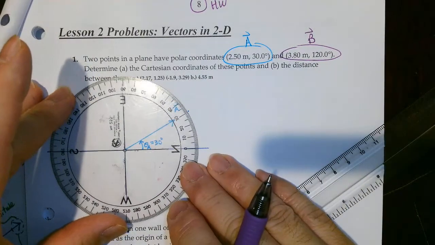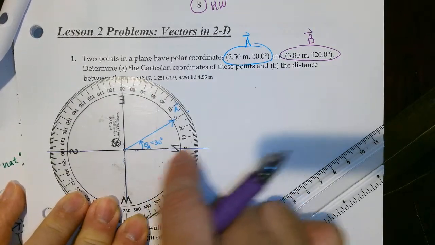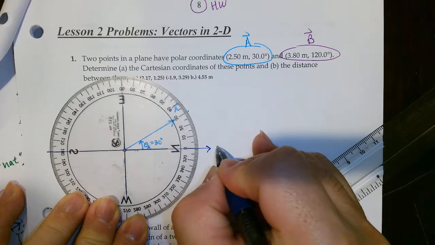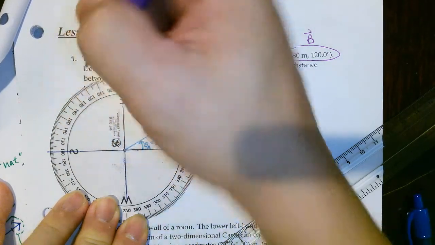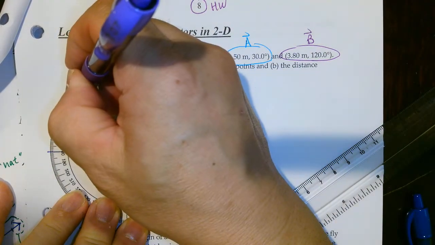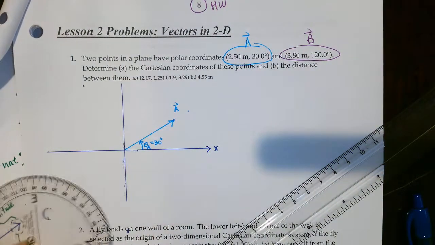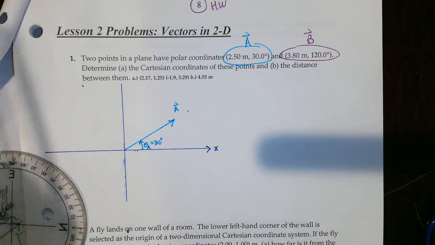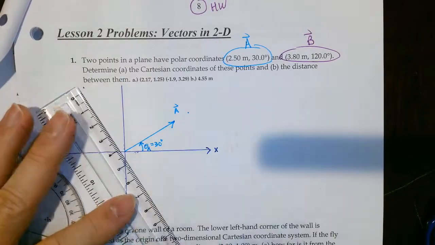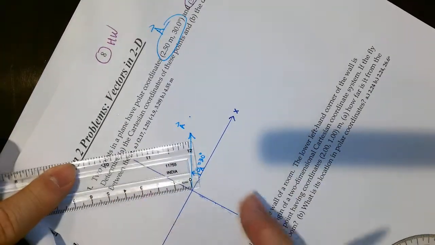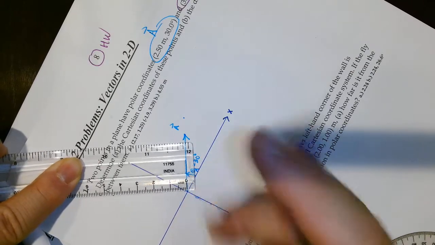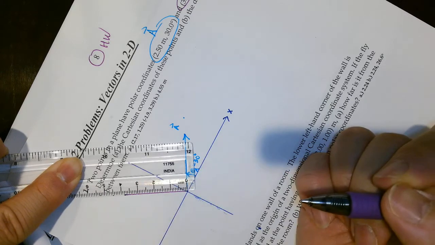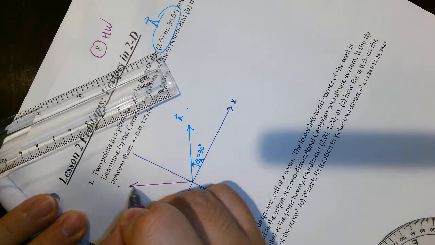Starting from zero as my positive x direction, maybe I should label that. So here's my x, and measuring counterclockwise 120 degrees, 120 degrees is right around here. So I marked that spot. Maybe I should be moving over a little bit more because parallax is really throwing me off. Then I draw 3.8 meters in that direction. See, this gets really nuts. 3.8 meters along that direction, like so, and this is your B vector.